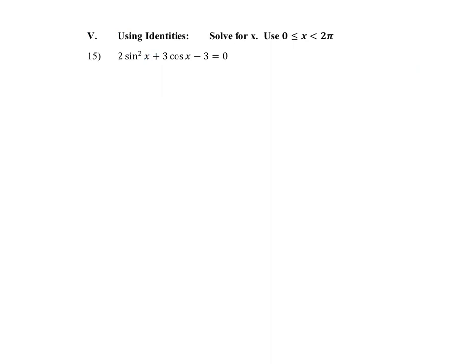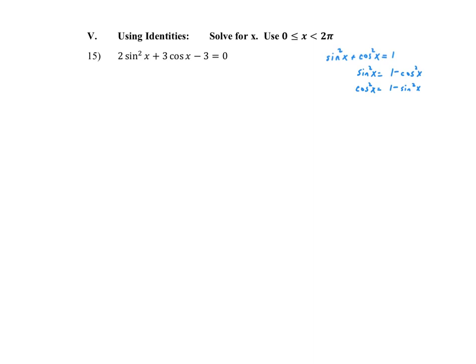Part 5, using identities. Solve for x. Use 0 is less than or equal to x and x is less than 2 pi. In this part, we will make extensive use of our Pythagorean identities, in particular, the Valentine's Day card.